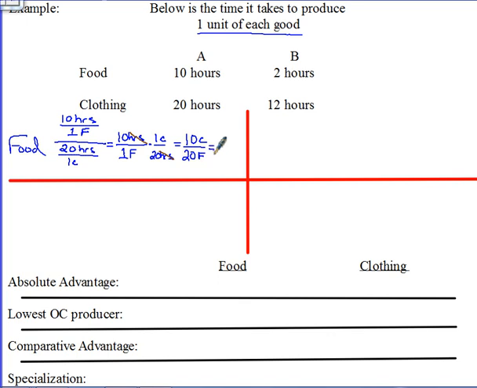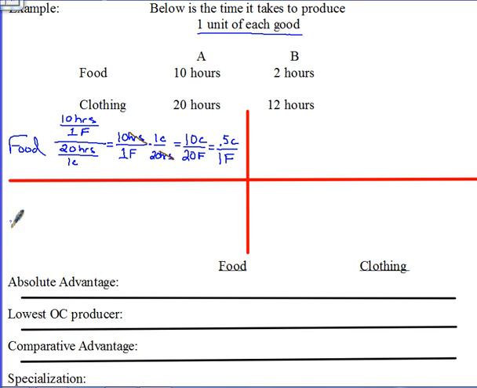So notice we now have what we wanted. We said we want the good that we're analyzing, in this case food, to be in the denominator, and we got it, right? And we did it by starting with it up here in the numerator. That was the key. And then it worked its way down to the denominator. And so now we just got to get that over 1. So that's going to be 0.5 clothing over 1 food. 0.5 clothing for 1 food. So every time A produces a unit of food, he gives up half a unit of clothing.